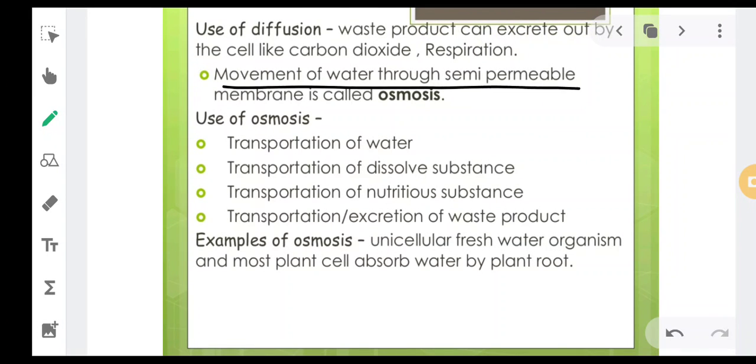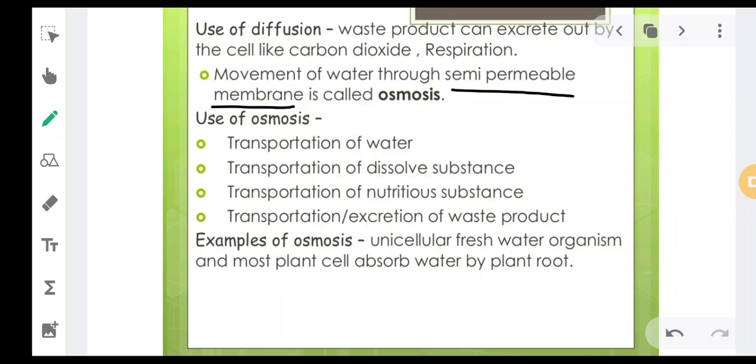Movement of water through a semi permeable membrane is called osmosis, as you know. Water moves from a region of higher concentration to a region of lower concentration through which type of membrane? A semi permeable membrane. Which I had forgotten to explain in the last class. This semi permeable membrane is a very important factor, which regulates how much water will pass, and for what time it will be passing. So that is regulated by the semi permeable membrane.